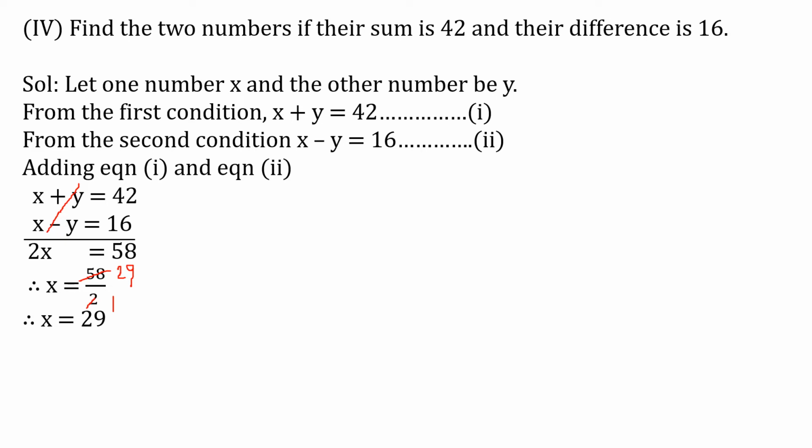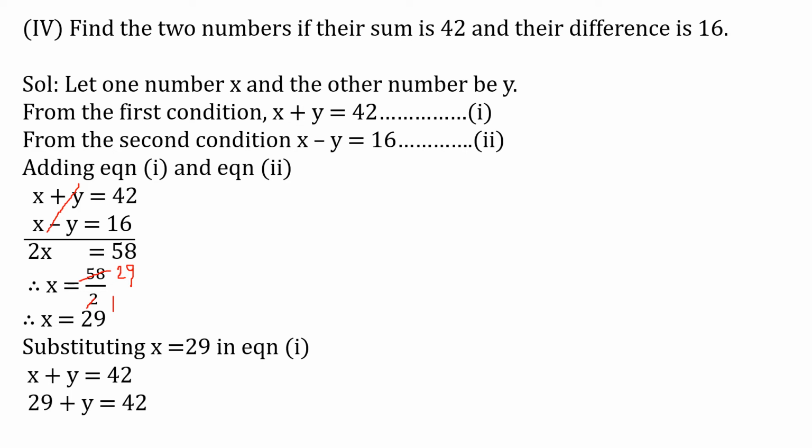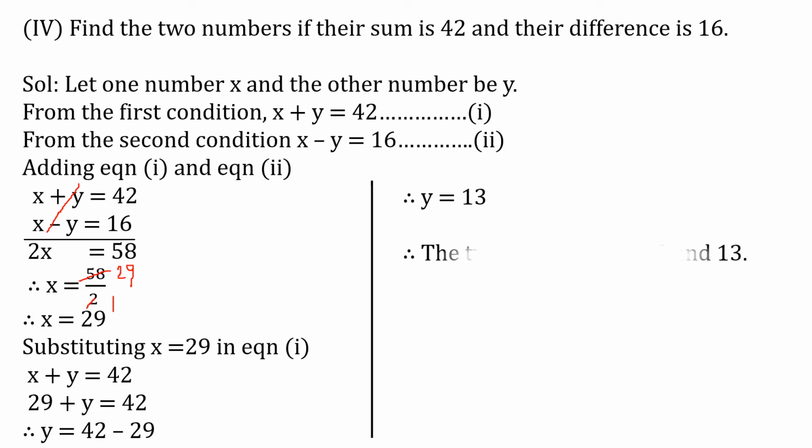Now we'll substitute this value of x equal to 29 in any of the equations. So I'll substitute x equal to 29 in equation 1. My equation 1 is x plus y equal to 42. Therefore 29 plus y equal to 42. I've just substituted the variable value. Therefore y equal to 42 minus 29. So student, you'll get y equal to 13. So you got the two numbers: one is 29 and the other is 13. You can check, if you add, you'll get the answer as 42.